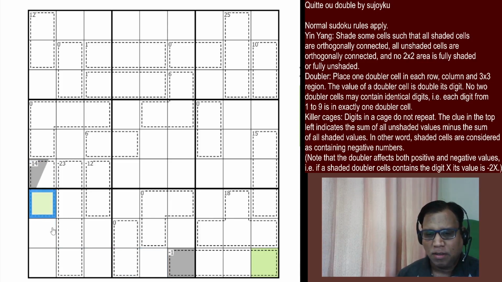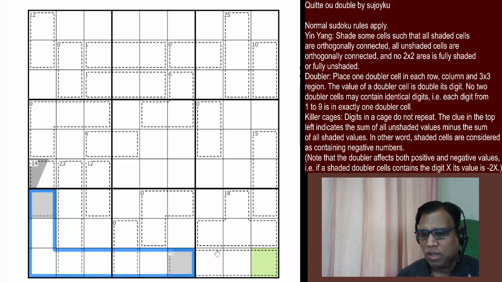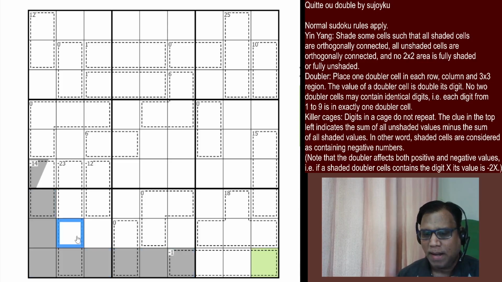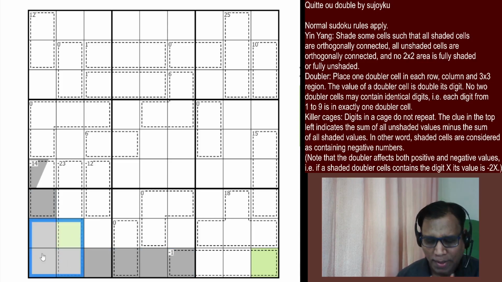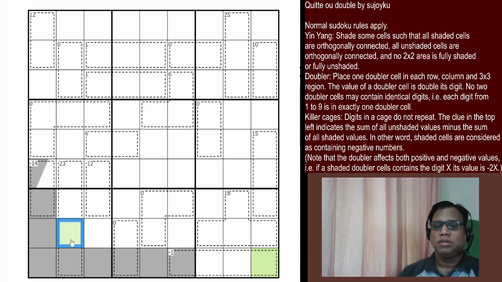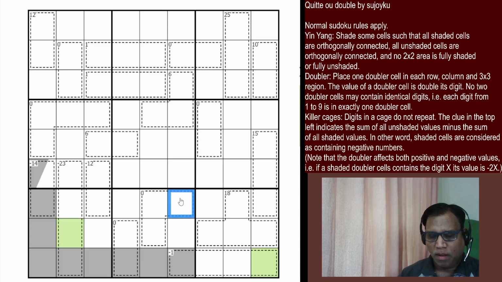Now it may be possible that 14 has some unshaded area in that. So let's say it is this, but now this is not possible, because then we know that this is shaded, and then you already have two strips of shading or unshaded. So that's definitely not possible. That means this is definitely shaded, and now you can only have one strip of shading. So all this is shaded, and that automatically means that this is unshaded, because you cannot have a 2 by 2 area fully shaded. So this is unshaded.